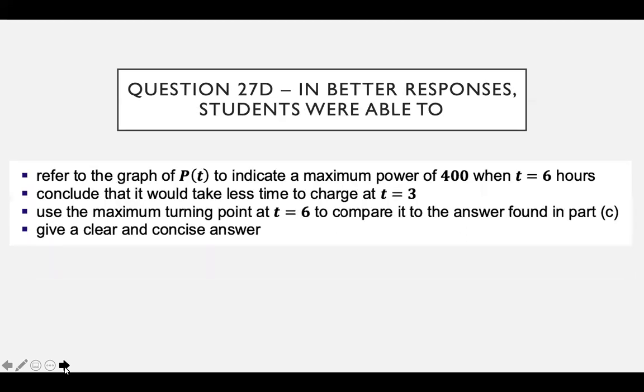And finally, in question 27D, in better responses, students were able to refer to the graph of P of T to indicate a maximum power of 400 when T equals 6 hours. A good graph in part A tended to make this a much easier question to complete, but then to conclude that it would take less time to charge at T equals 6 than at T equals 3. Use the maximum turning point perhaps at T equals 6 to compare it to the answer found in part C. There were a few different ways that students could get there. And we wanted students to give a clear and concise answer and not necessarily an essay without mathematics involved.